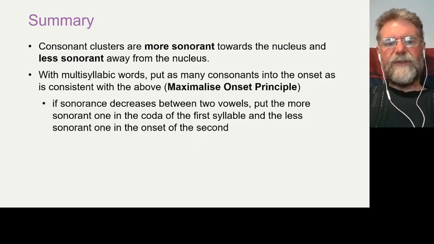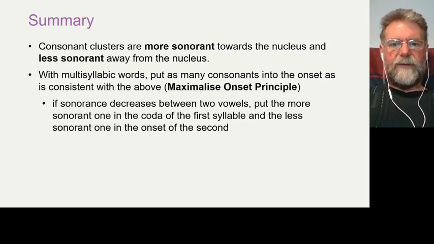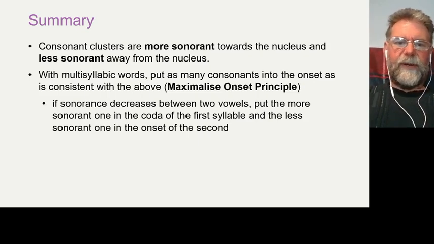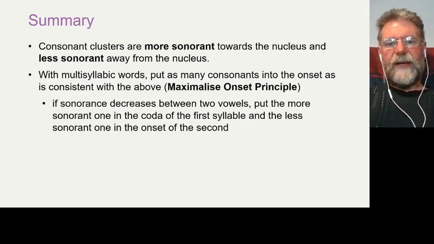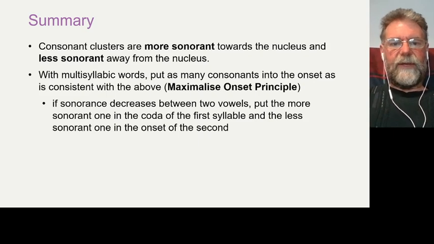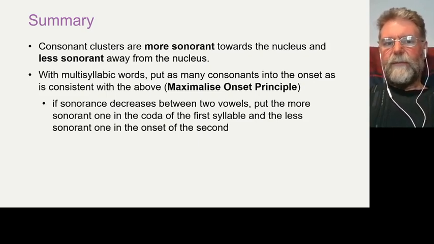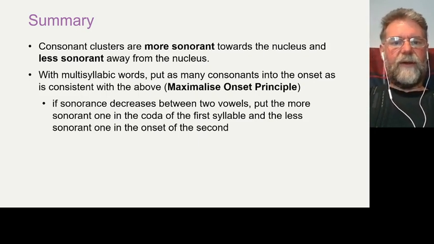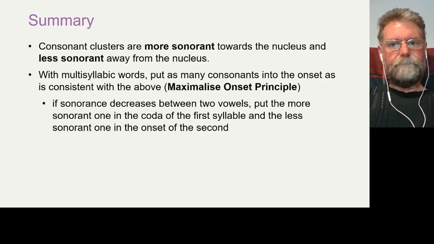So basically, if sonorance decreases between two vowels, put the more sonorant one in the coda of the first syllable, and the less sonorant one in the onset of the second. But if the sonorance increases, put them both into the onset of the second.